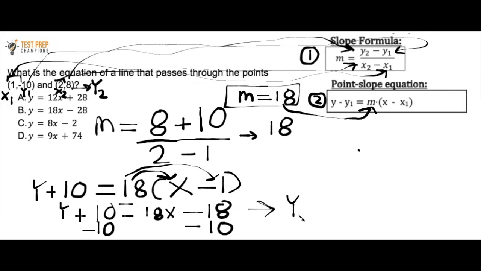Okay. And so now if I rewrite this, I am going to get y equals 18x minus 28. So my answer is going to be B.